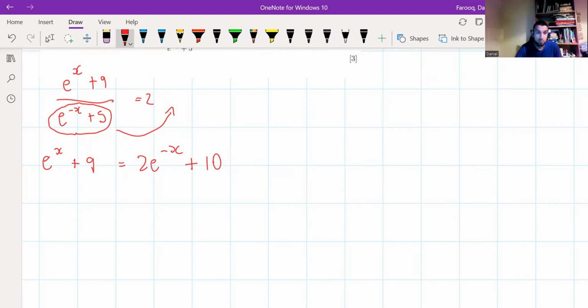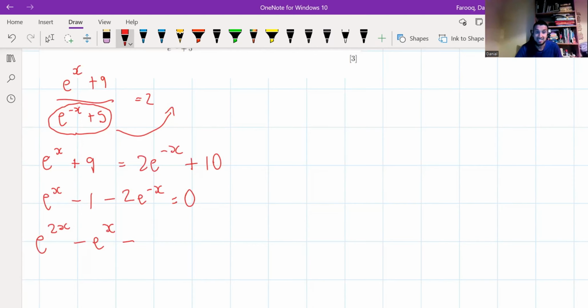Now, you can see this as e to the x, the plus 10, move it to the other side, it will be minus 1, and then we can move this minus 2 e to the minus x to the other side as well, so it'll be equal to 0. Now we're going to have to times everything by e to the x to get rid of this e to the minus x, okay? So then that will become e to the 2x if we times it by e to the x. This will just become e to the x.